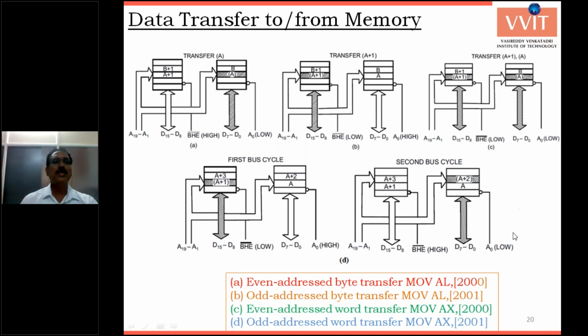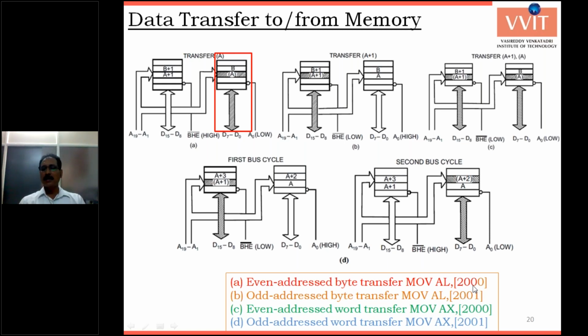Now the data is stored in the memory in two parts. This is the even bank, whose memory addresses are 0, 2, 4, 6, 8 and so on up to 10,48,574. The odd memory bank storage starts from 1, 3, 5 and so on up to 10,48,575. Here it is 512 KB, here also 512 KB, and the total is 1024 KB.